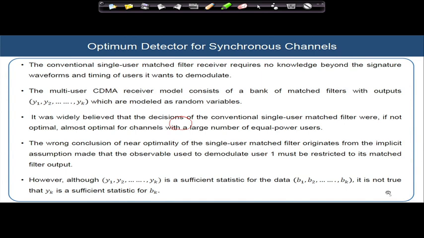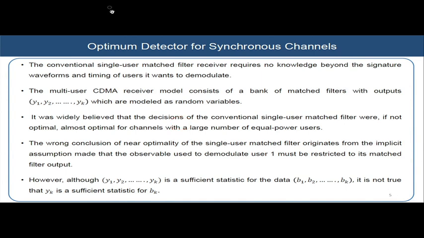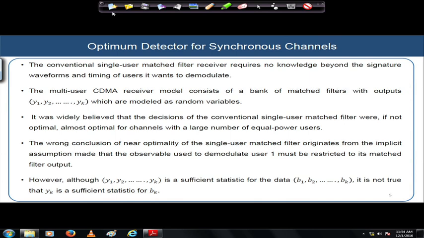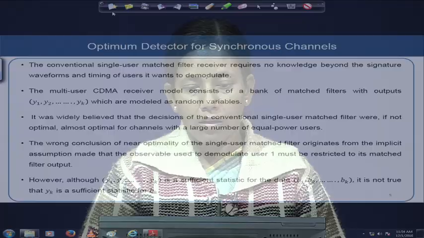Now, the question is: does the conventional single user matched filter receiver architecture require any knowledge of the other users present in the network? The answer is no, because in the single user matched filter case, he only needs to know his own signature waveform, and he also needs to know the timing of that user. That is all for his own demodulation.